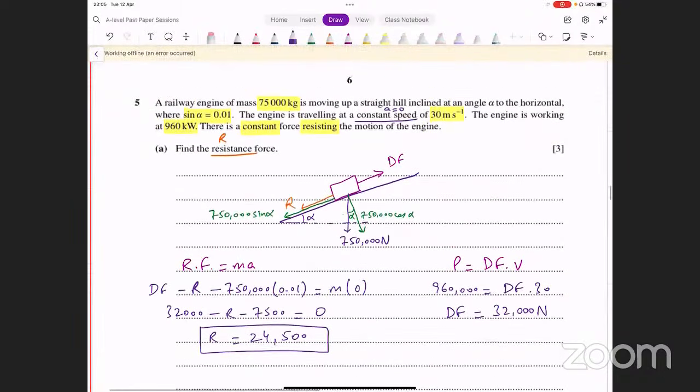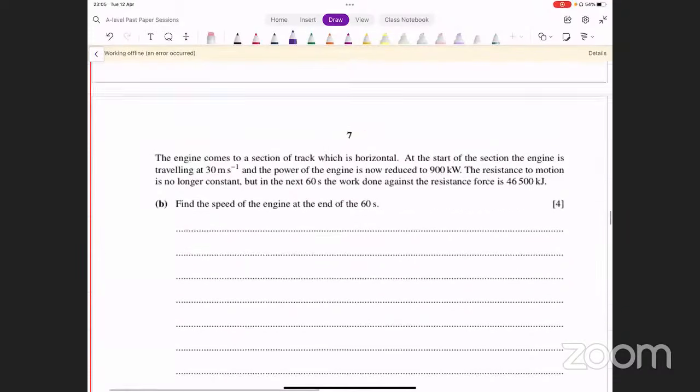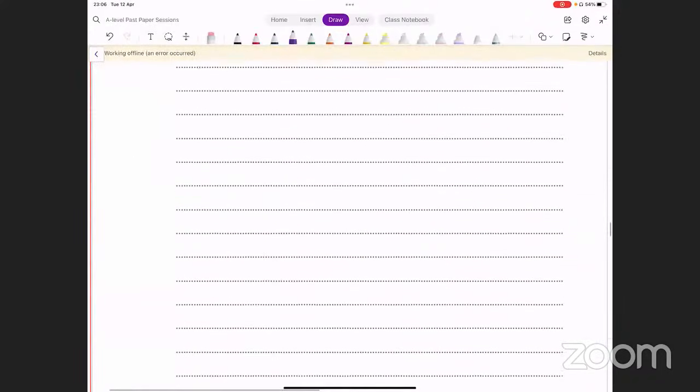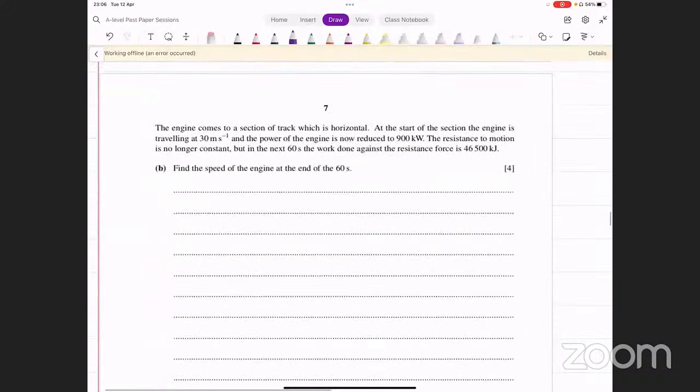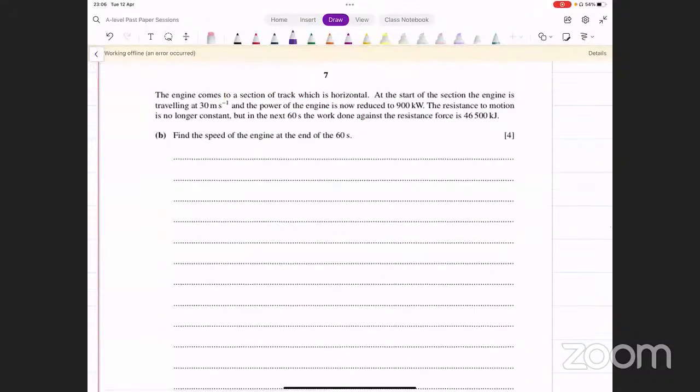Okay. Let's move on. Now the second part says the engine comes to a section of track which is horizontal. At the start, yeah, पूरा page क्यों दिया हुआ है? Maybe because the next part requires more space, तो उन्होंने उसके लिए पूरा page देना था. They generally start a full page part on the next page like this. The next part with other space चाहिए शायद उस वजह से. But anyway, the engine comes to a section of track which is horizontal. At the start of the section, the engine is traveling at 30 meters per second.